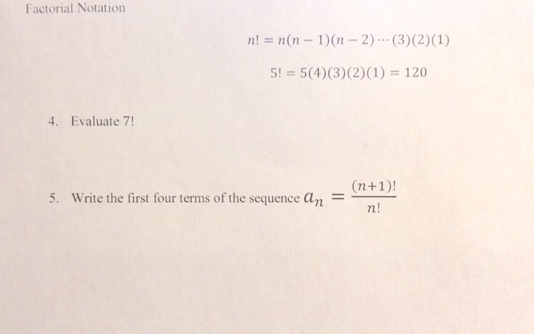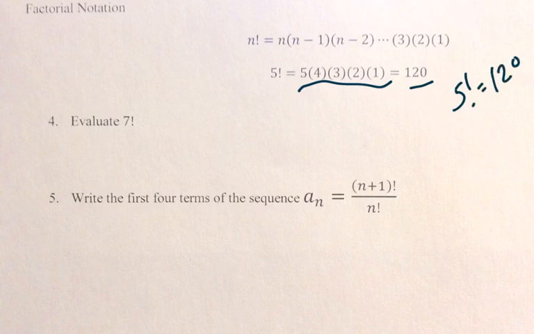Okay, so when I have 5 factorial, I'm going to do 5 times 4 times 3 times 2 times 1. That's 5 factorial. When I do that calculation, we end up with 120. So 5 factorial equals 120. Okay, it's a shorthand way to show that kind of computation.